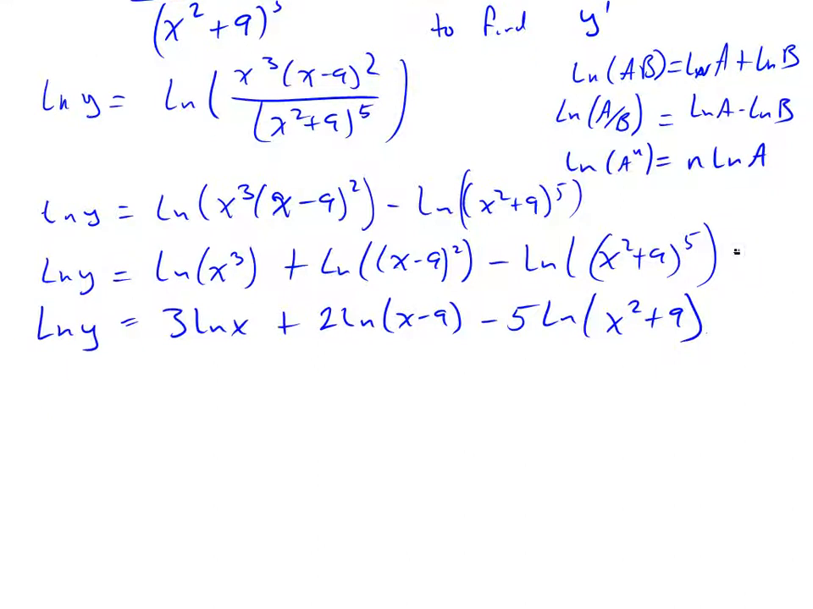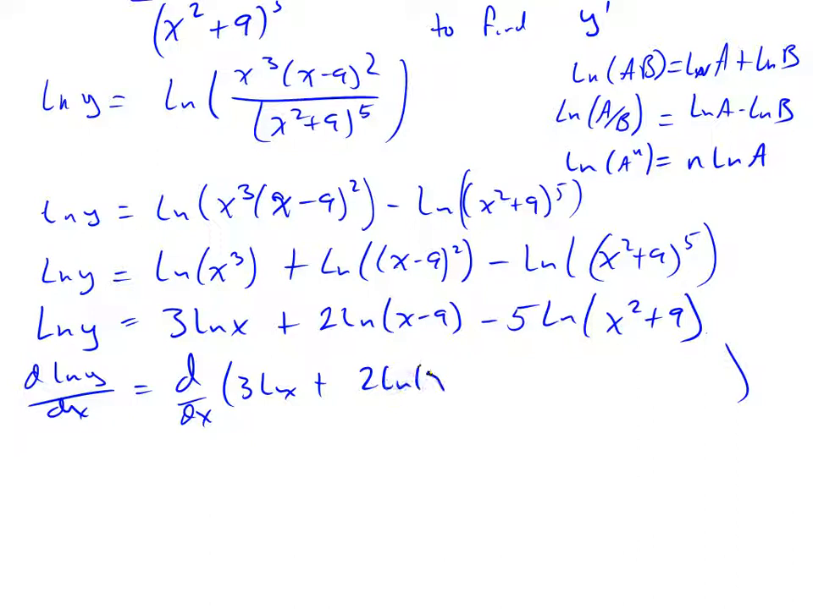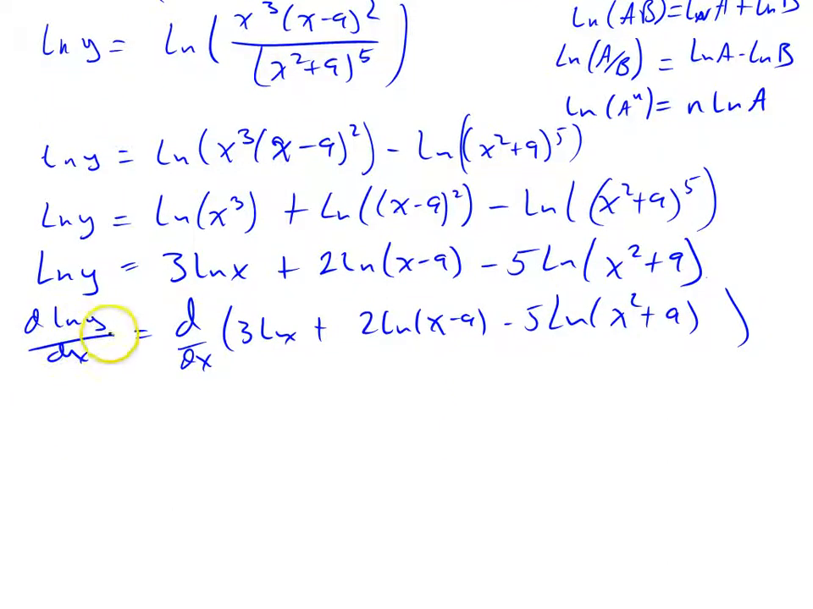I'm going to implicitly differentiate. So I'm going to take the derivative of ln y with respect to x, and that should be equal to the derivative with respect to x of all of this stuff: 3 ln x plus 2 ln (x minus 9) minus 5 ln (x squared plus 9). The thing is, taking the derivative of the natural log of something is really nice. It's just 1 over that something times the derivative of that something, right? So 1 over y times the derivative of y.